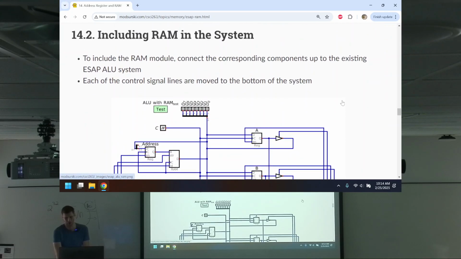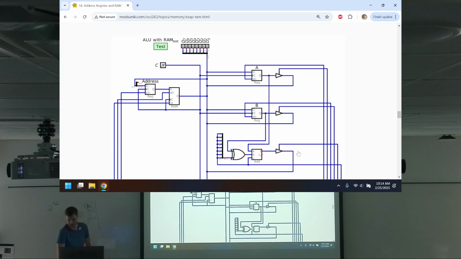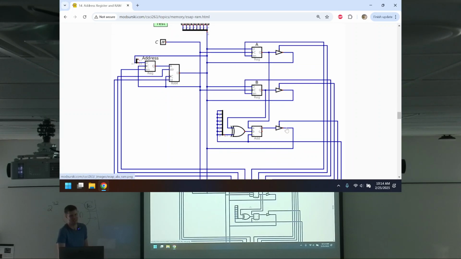So how could we include this RAM thing? We're going to call these things modules. So we have the A register, the B register, the ALU module. This right here we'll call the address RAM module. Yeah, the address register and RAM are separate components, but we're going to talk about them as their own kind of unit because they're so overwhelmingly interconnected.